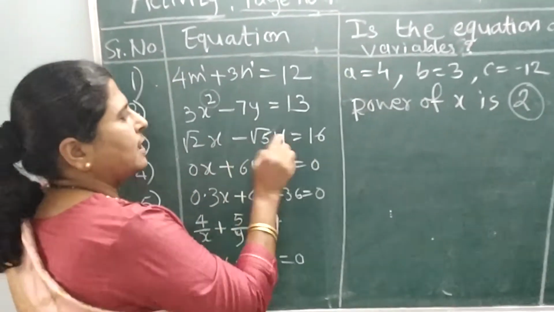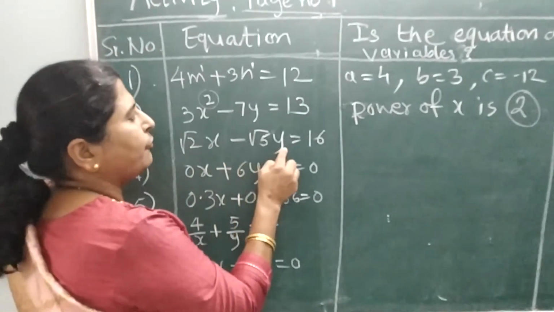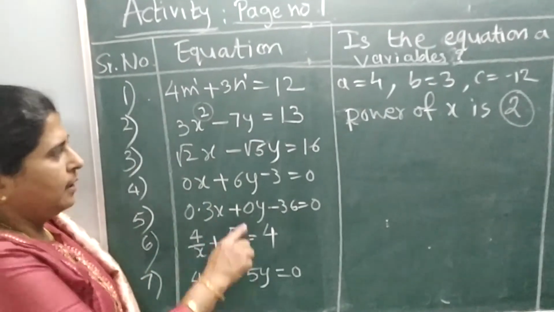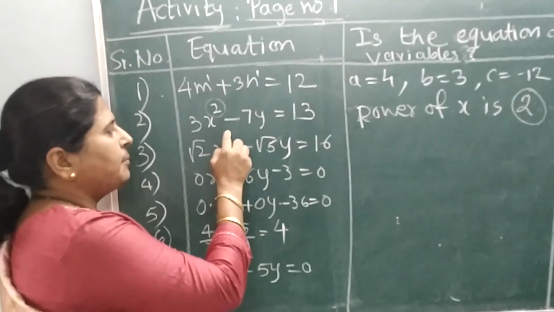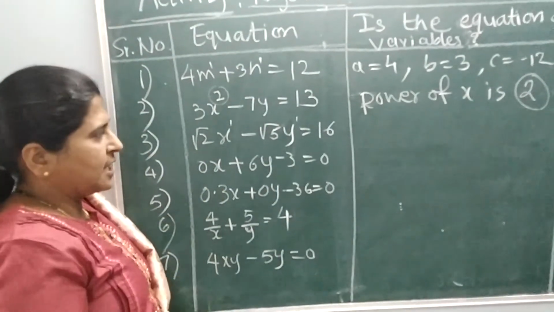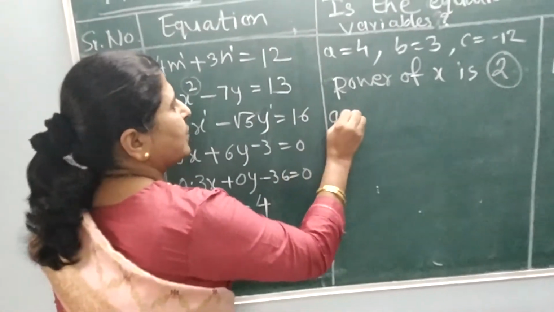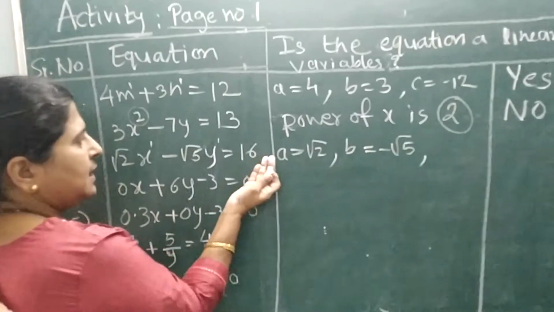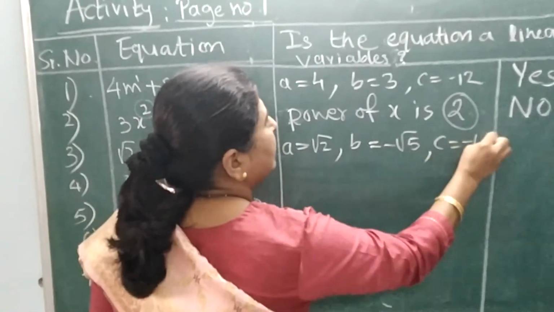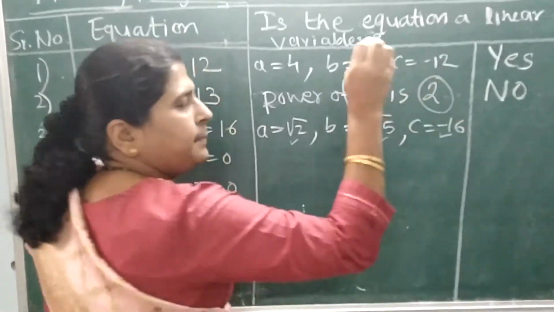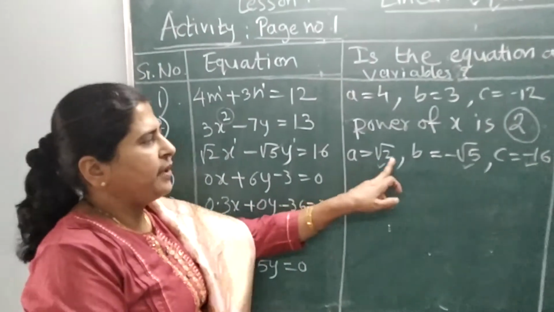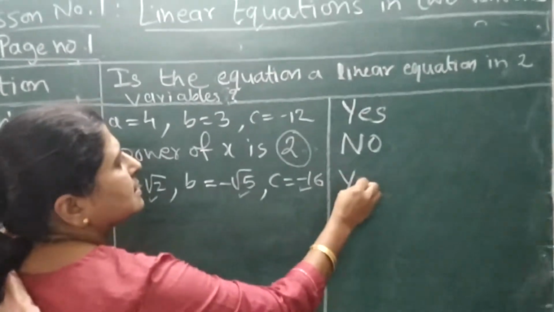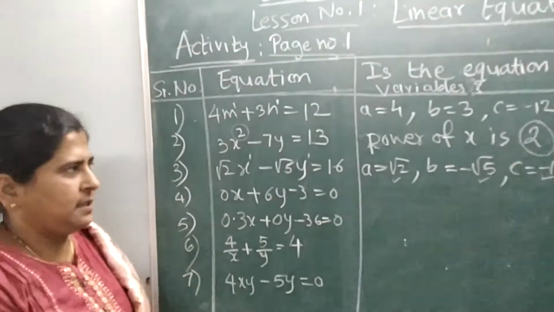Now, if we see this third equation, square root of 2 x minus square root of 5 y minus 16. Now, variables are x and y. Powers of the variables are nothing, meaning they are 1. So this condition is satisfied. What about the values of a, b, c? So, a is square root of 2, b is minus square root of 5, and c, when it comes to this side, is going to be minus 16. Now all these three values of a, b, c are real numbers, and the values of a and b are not equal to 0 at the same time, and hence it is a linear equation. Yes, it is a linear equation.